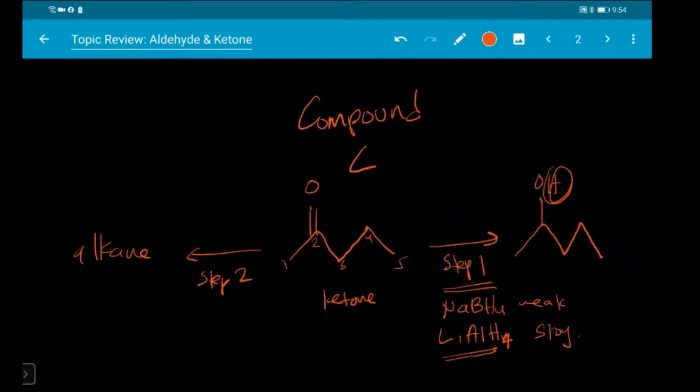Alright, the second reaction step 2 ni pun actually it involves the loss of oxygen from ketone to alkene kan. Maksudnya apa yang berlaku? Maksudnya ketone ni akan jadi alkene.